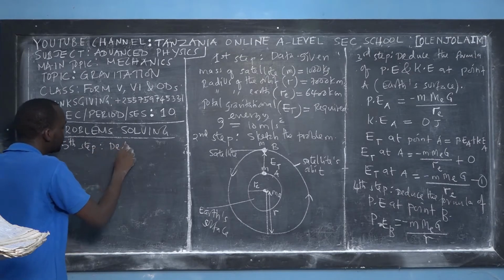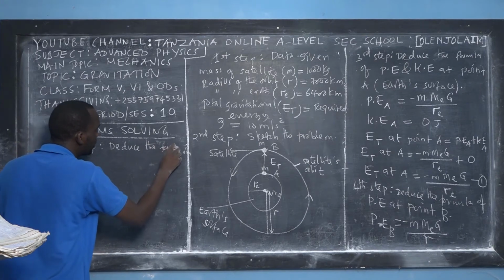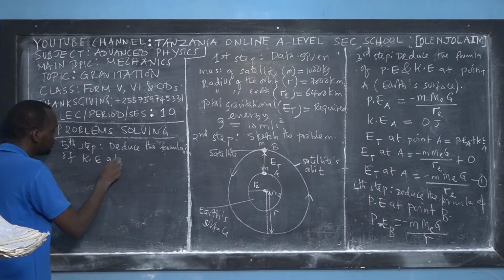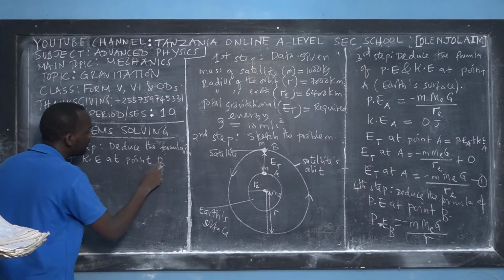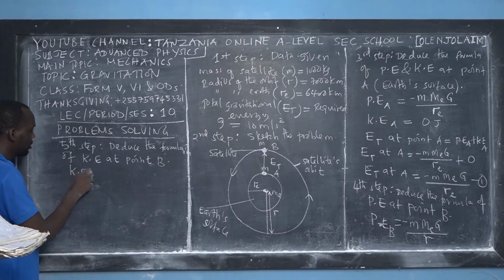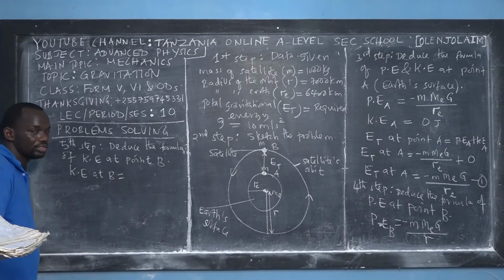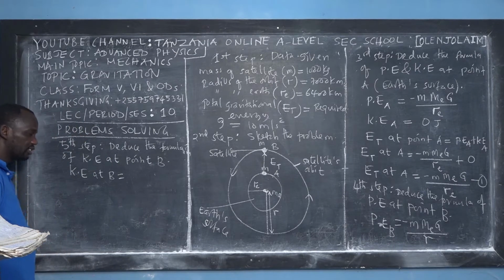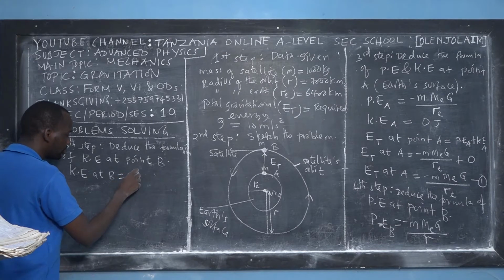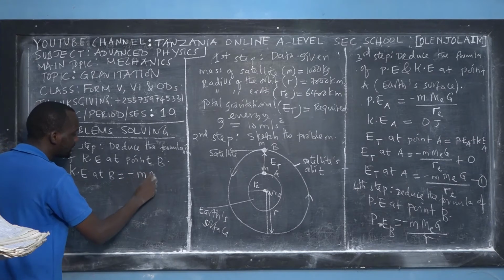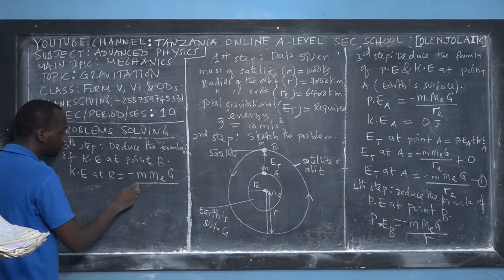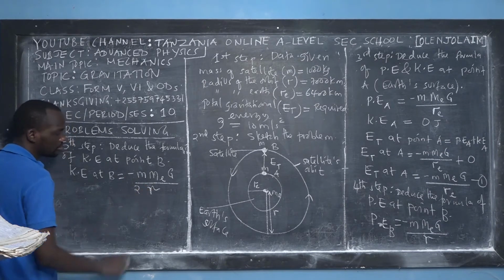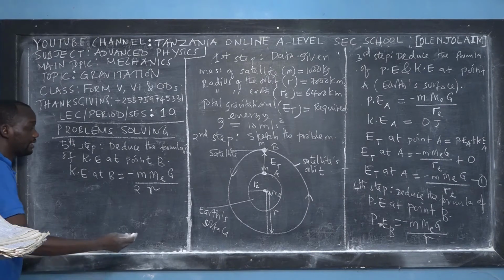We say that reduce the formula of kinetic energy at B. So you say that kinetic energy at B, this is equal to what? Remember that I told you how to derive the gravitational kinetic energy. When we did the derivation, we obtained negative mass of the satellite, mass of the S, times the universal gravitational constant over twice, for this case, because it's 2 times R. Right? So then that's the fifth step.